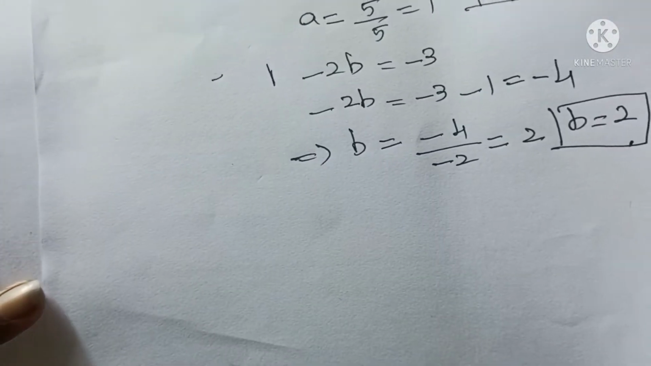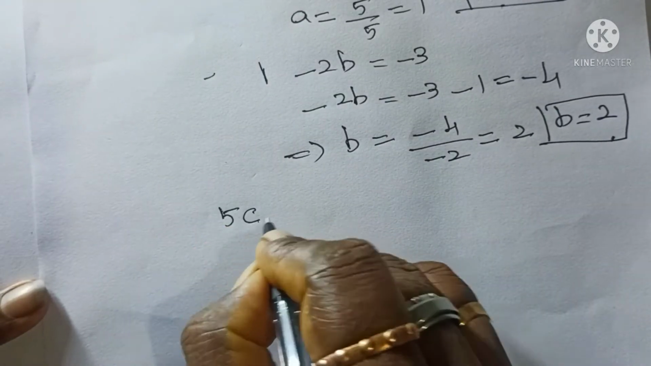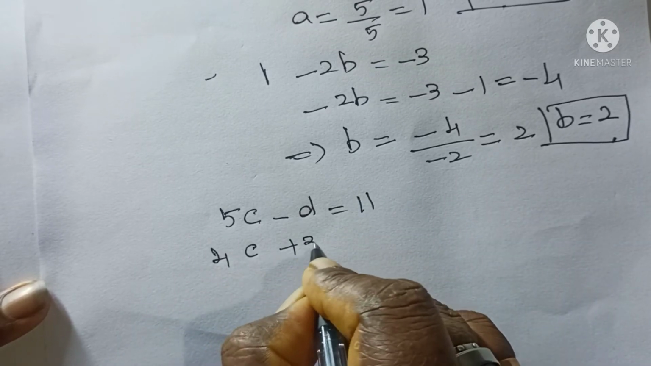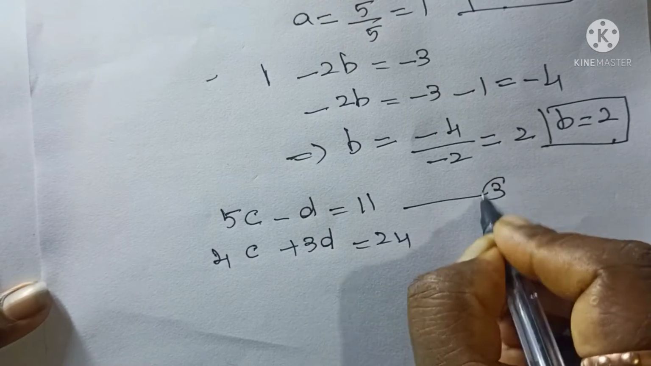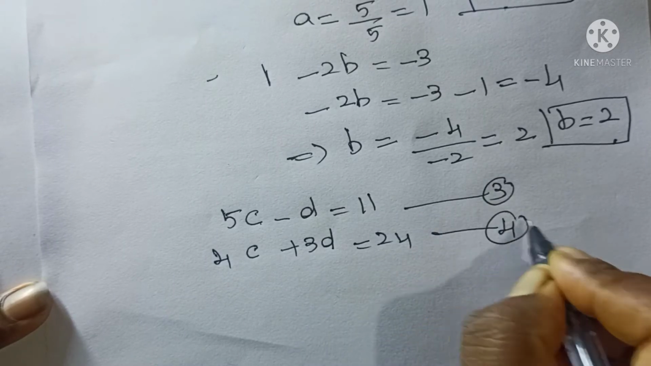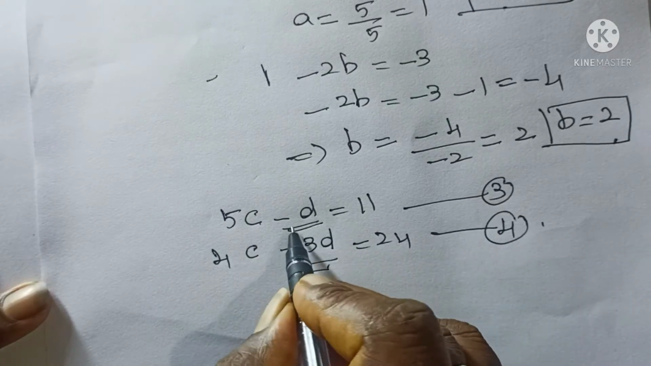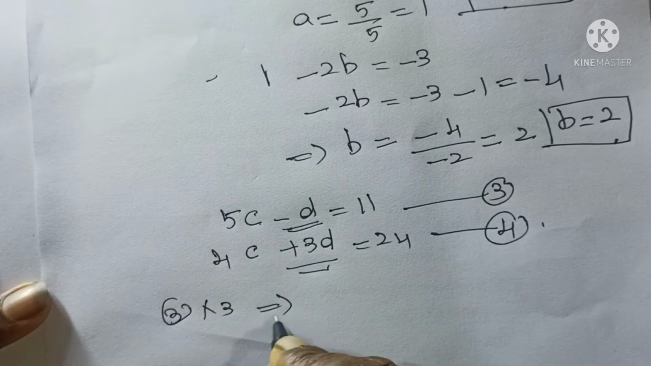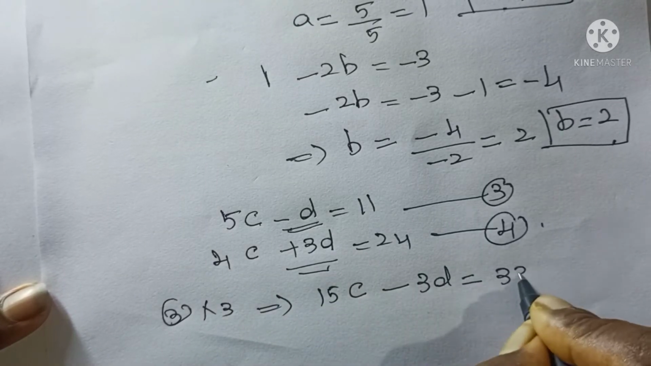Then you have to take the equations in C and D. So 5C minus D is equal to 11. Then 4C plus 3D is equal to 24. This is equation 3, then 4. Here 3D, here D only. So you have to multiply this equation by 3. So 3 into 3 implies 15C minus 3D, which is equal to 33.